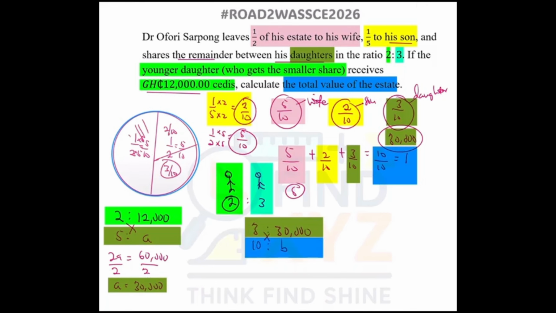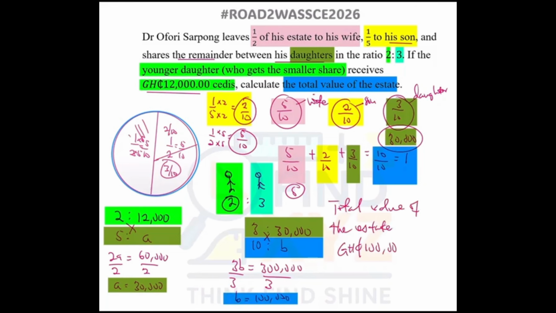Then we can cross multiply and say that 3B is equal to 10 times 30,000. That will give us 300,000. Then we divide this by 3, we divide this by 3. What is B? B will give us 100,000 cedis. So it means that the total value of the estate is 100,000 Ghana cedis.